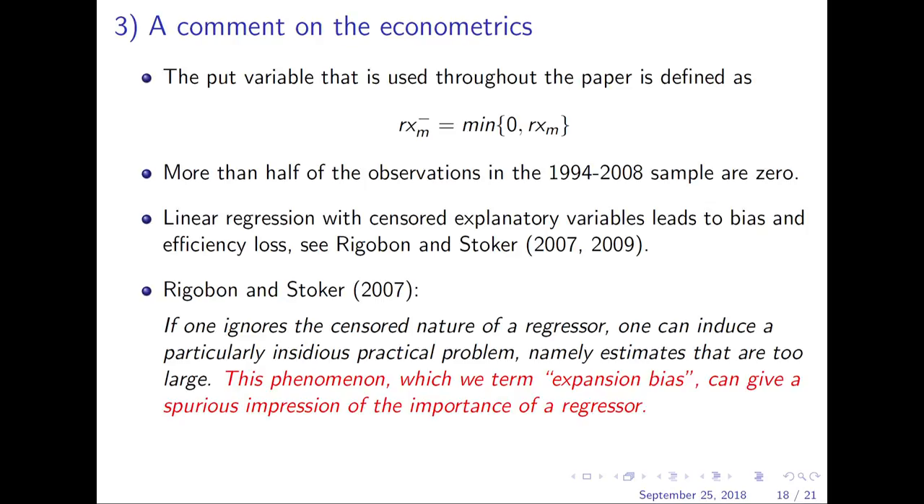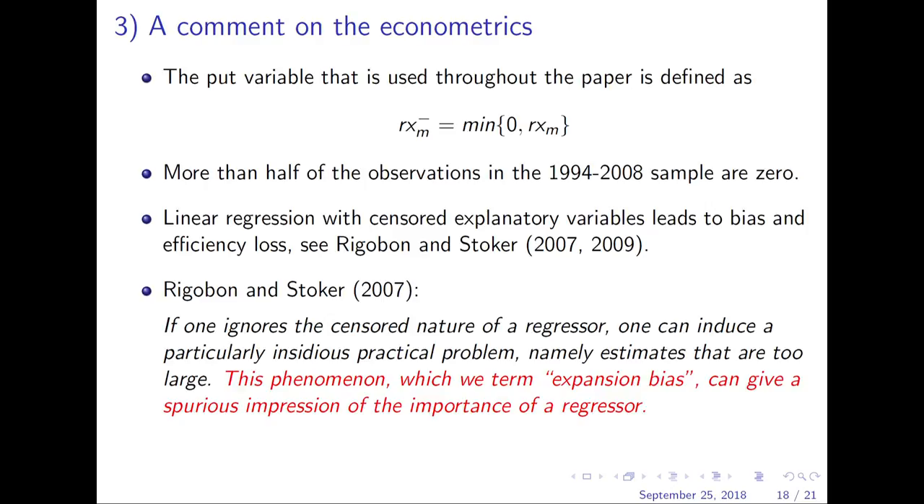Final comment on the econometrics. The put variable that is used throughout the paper is defined as the minimum between the accrued intermediate stock market return and zero. So this variable is essentially a truncated censored variable. More than half of the observations in the 94 to 2008 sample are zero for this variable. And now we know from Rigobon and Stoker, they have a number of papers on this, that a linear regression with censored explanatory variables leads to bias and efficiency loss.